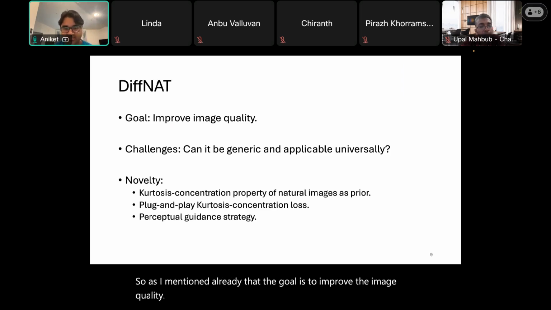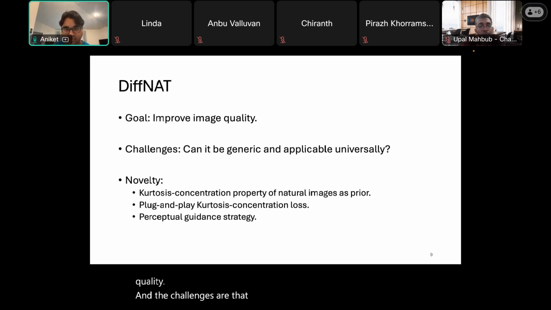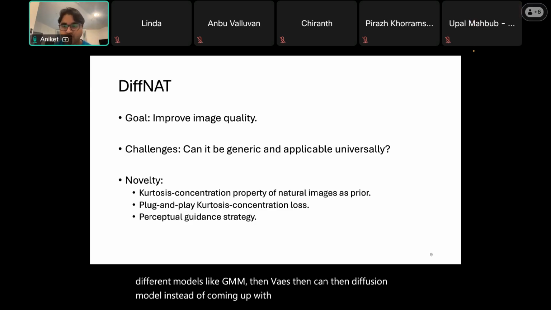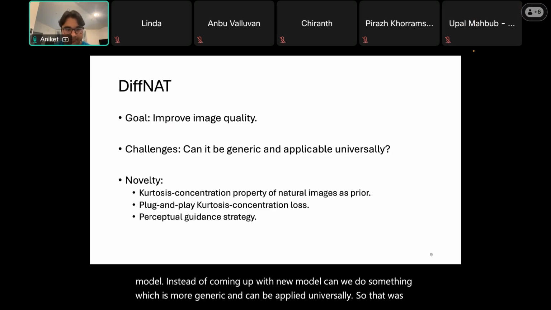And the challenges are that, as I have shown earlier, there are different models like GMM, then VAEs, then GAN, then diffusion model. Instead of coming up with a new model, can we do something which is more generic and can be applied universally? So that was the goal here.